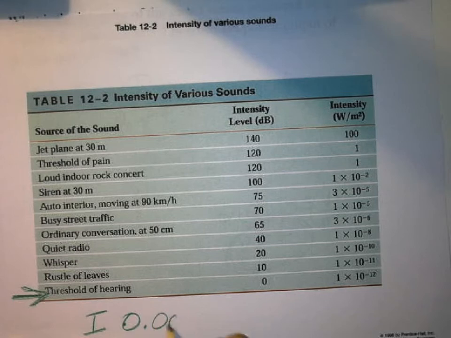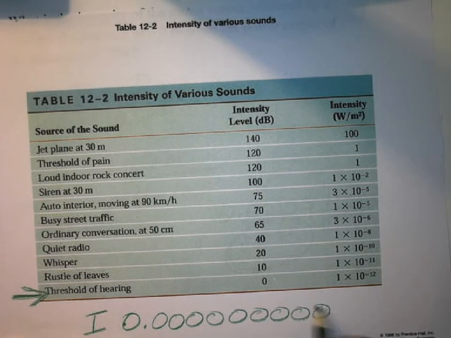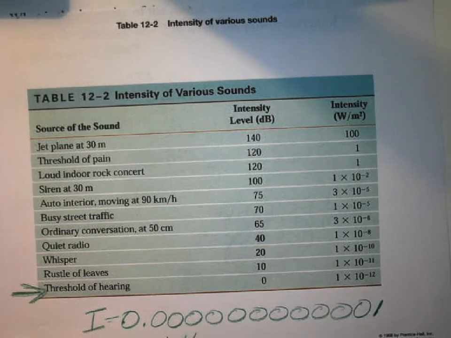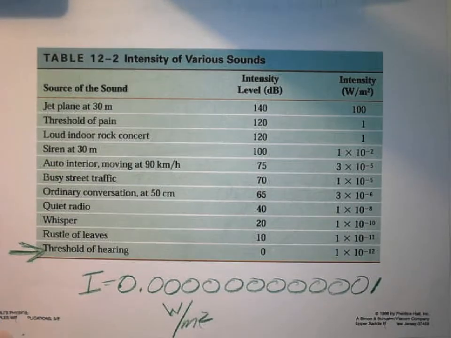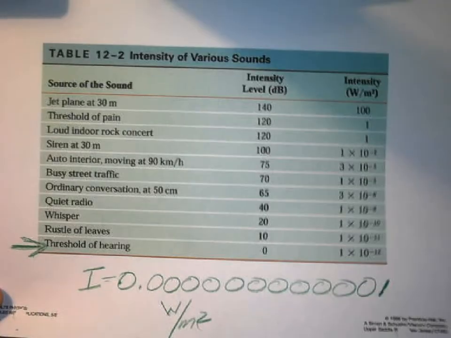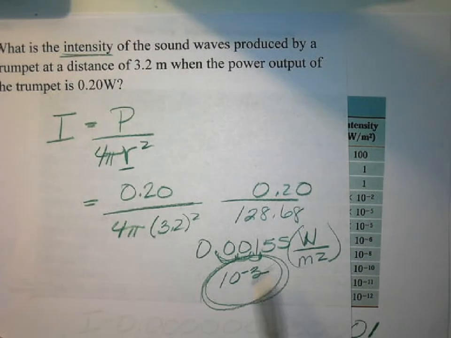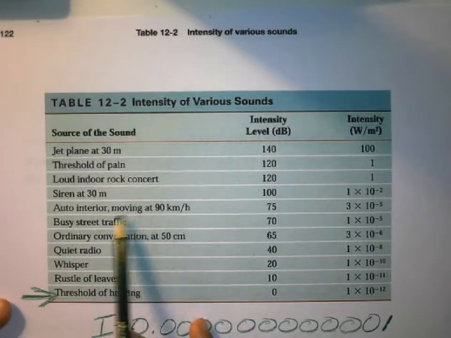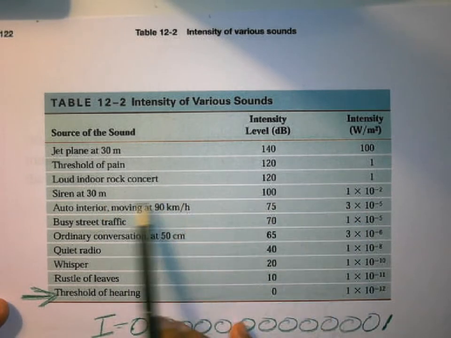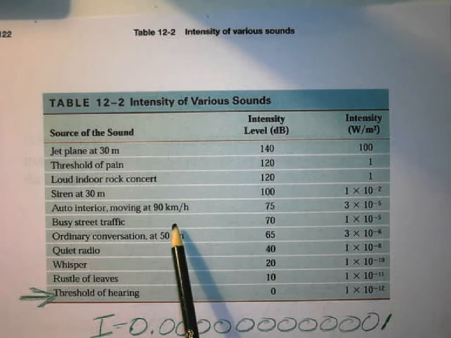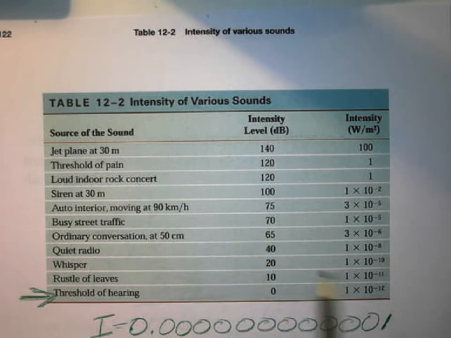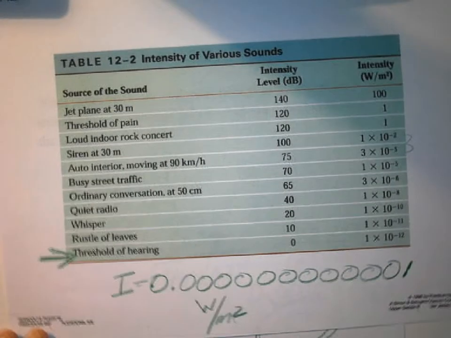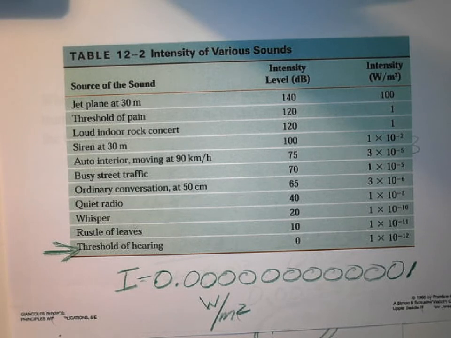We got 12, 1, 2, 3, 4, 5, 6, 7, 8, 9, 10, 11. That is the intensity level, in watts per meter squared, of the minimum sound that we can hear. Compare that to this trumpet. That trumpet is quite loud, 10 to the minus 3. If I look at my chart, 10 to the minus 3 is somewhere between a siren and an auto interior moving around 90 kilometers per hour. That's pretty darn loud.